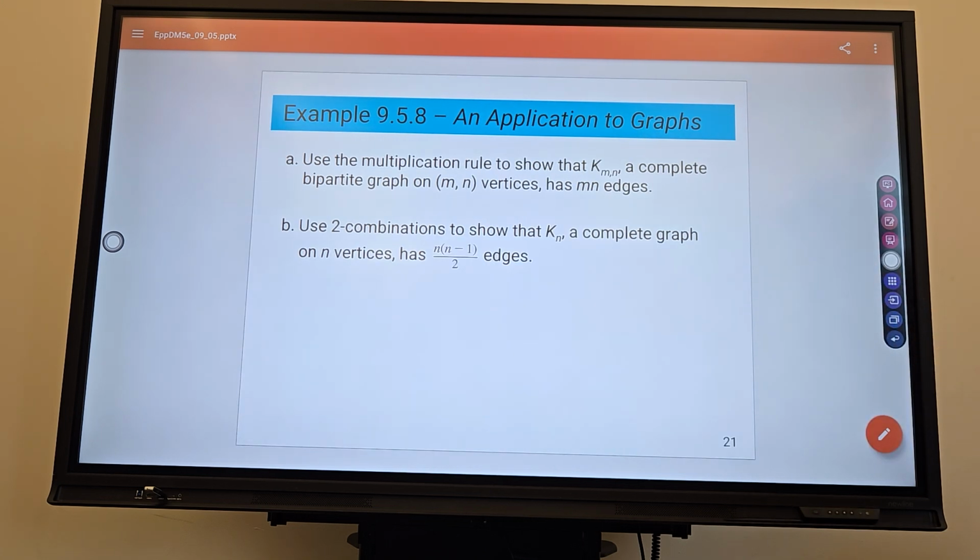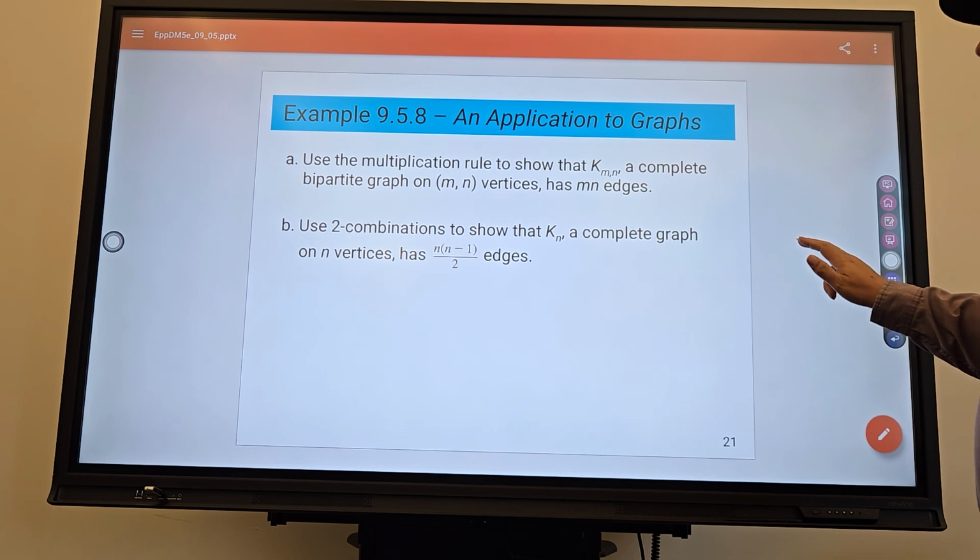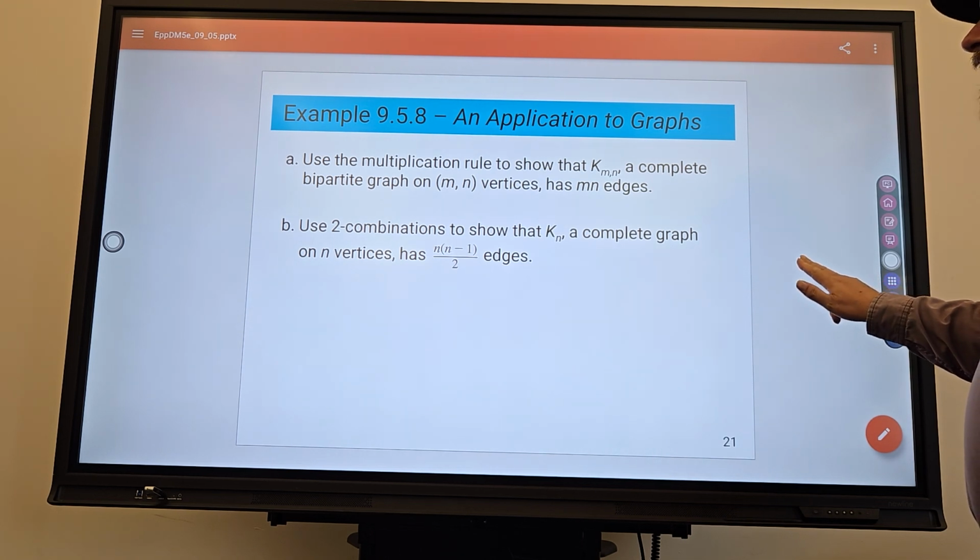Now, use the multiplication rule to show that K sub m,n, the complete bipartite graph on m and n vertices, has mn edges. Now let's look at that.